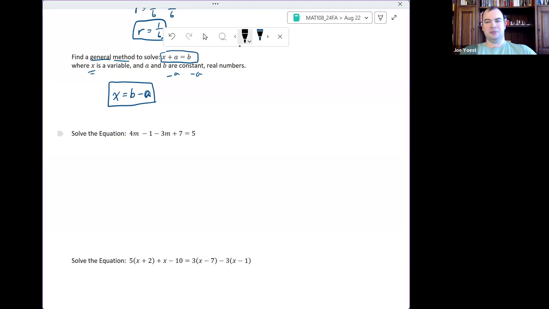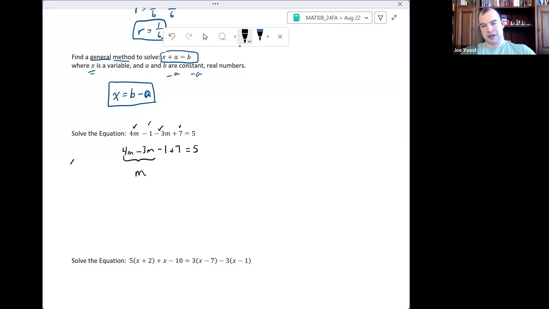So I do see I have some like terms on the left side here. Let me put those terms together. So I have a 4m minus 3m. The minus sign has to come along with it. And then minus 1 plus 7 equals 5. The right side, nothing we can do with that. But I do notice that 4m and 3m, those are like terms. They have the same variable or variables to the same power. So I have 4m's minus 3m's. That gives me 1m, or we just write that as m.